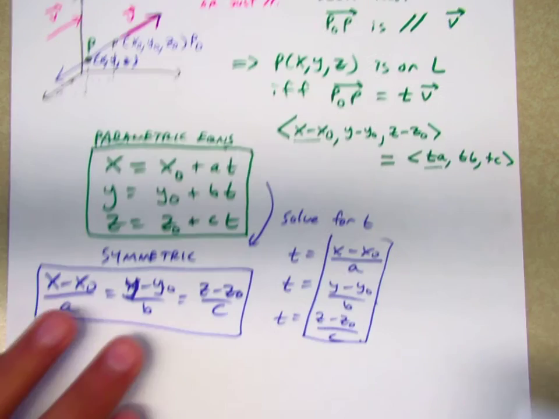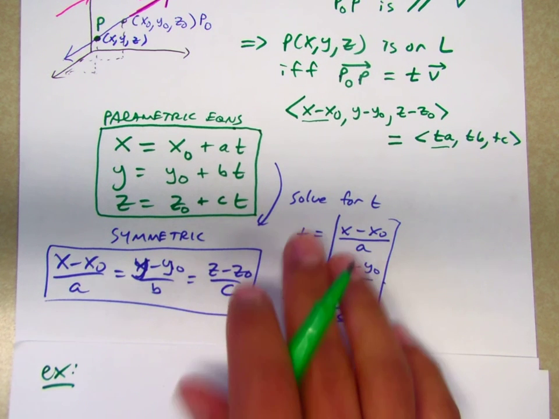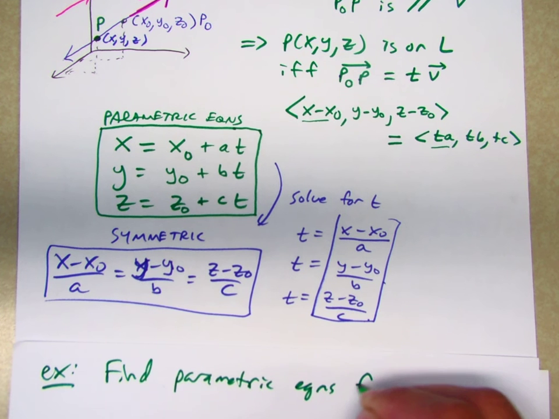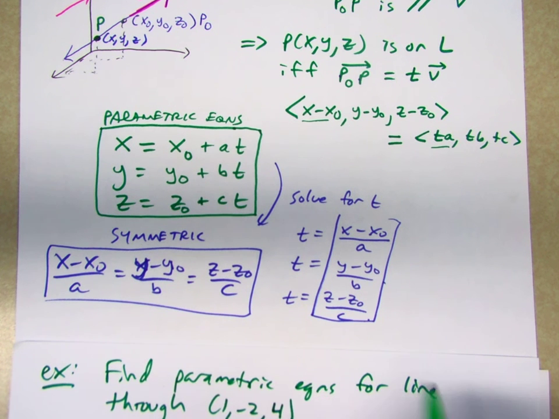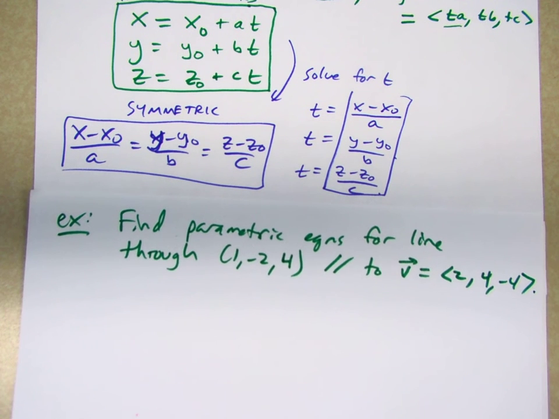In fact, let's do an example. Find the parametric equations for the line through, we'll just go easy, (1, -2, 4), and parallel to vector v, which is (2, 4, -4). Should take you 15 seconds.